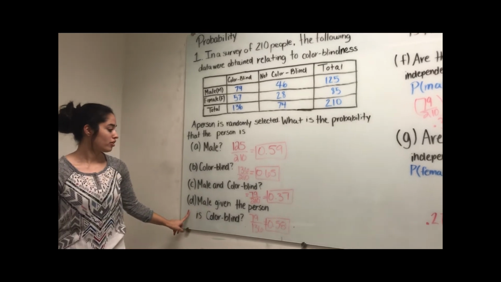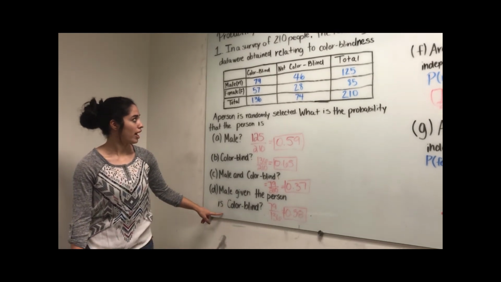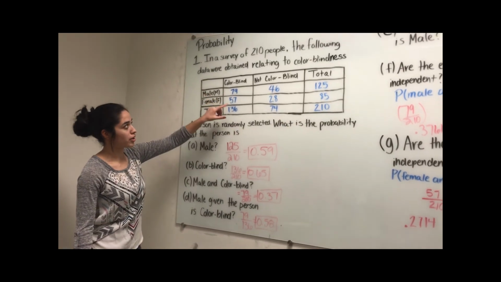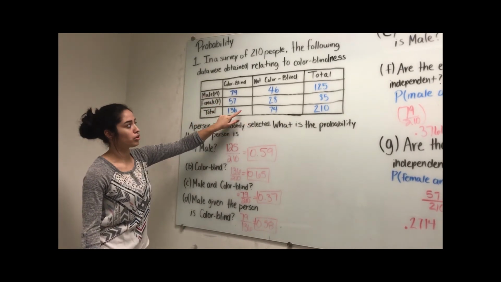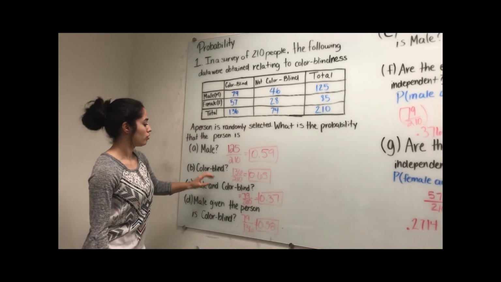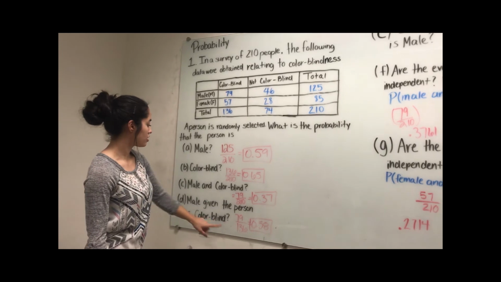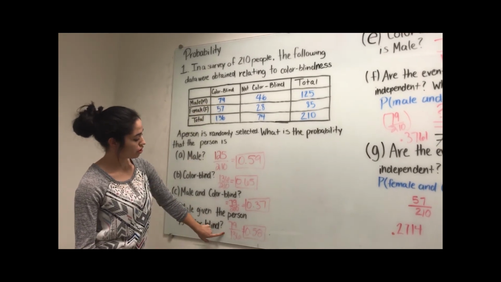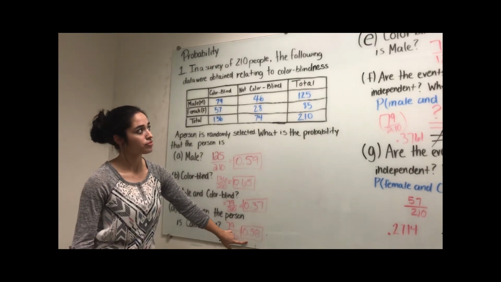For D, male, given the person is colorblind, it's not going to be the total. Given that the person is already colorblind, our total is going to change from 210 to 136, because there's only 136 people that are colorblind. So for the bottom, our total is going to be 136, and male, given that they're colorblind, would be 79. So this is our equation, and this is our answer.